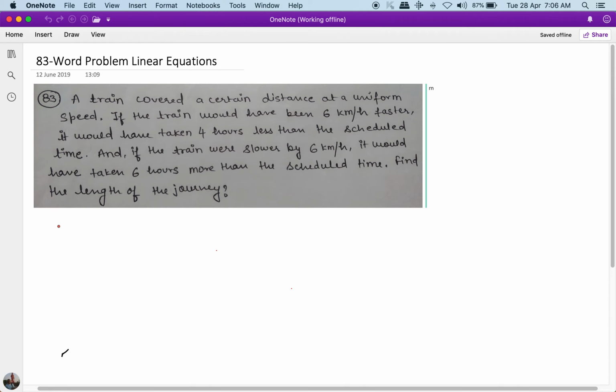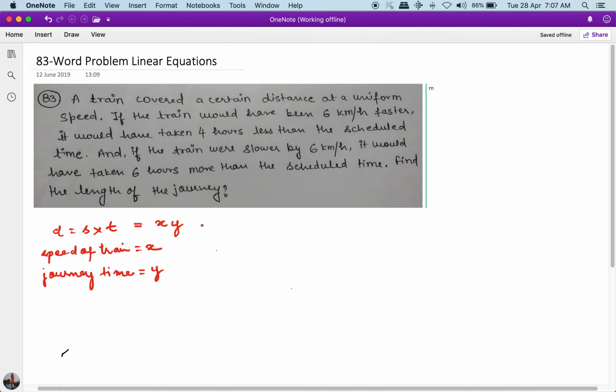We know that distance is equal to speed into time. Okay, now let's say the speed of train is equal to x, and the original journey time is y. So the original speed of the train is x and the time is y. Okay, so what is the journey distance? The journey distance by this formula will be x into y. This is the total distance traveled by the train. Okay, now let us see what condition 1 says.